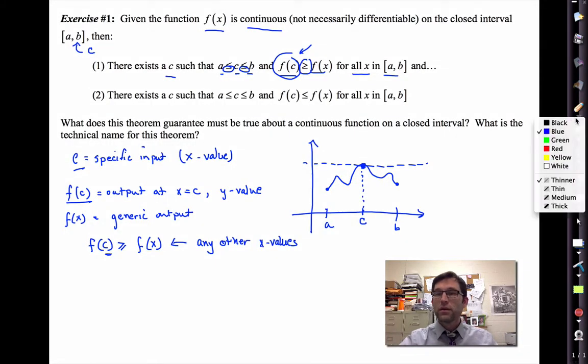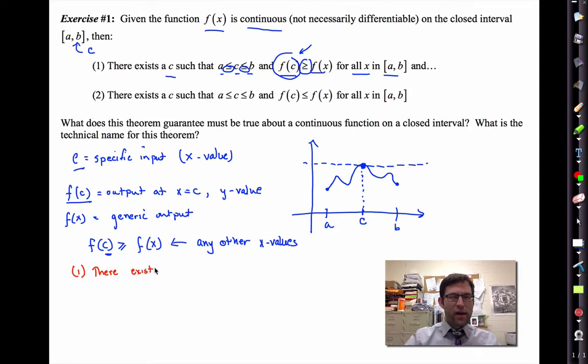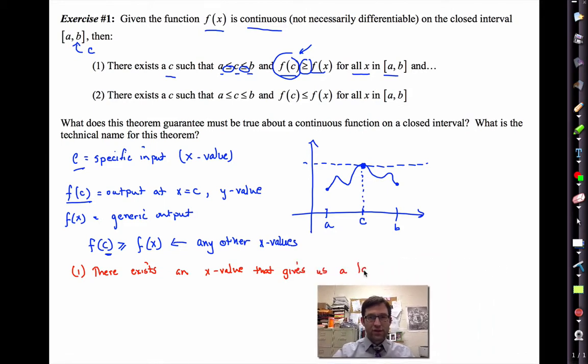That was weird. Whatever. So what this theorem is saying, at least number one is saying, is there exists an x value that gives us a largest y value, as long as the function is continuous.